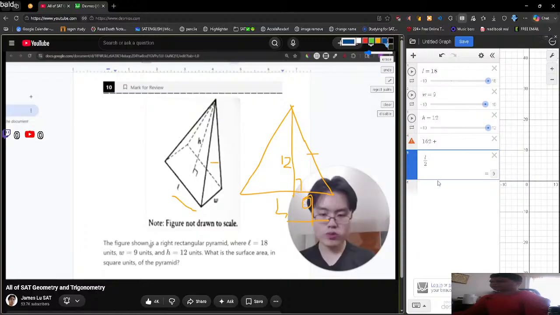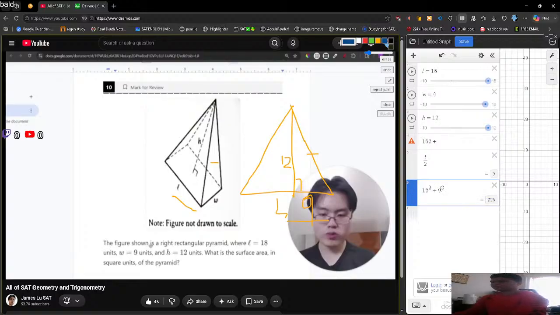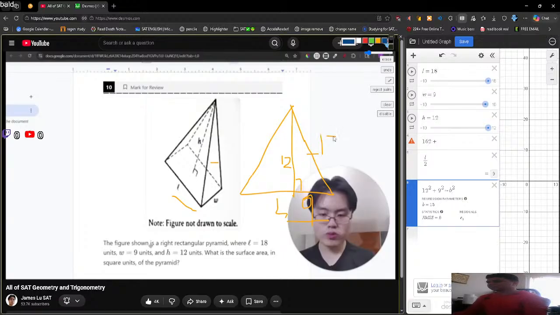So 12 and 9. Now we need to find the hypotenuse, which is 12 squared plus 9 squared equals hypotenuse squared. Oh, I already defined what h is. Okay, wait. Okay, so b squared. So b is 15, meaning this is 15. Meaning a line from here to here is 15.